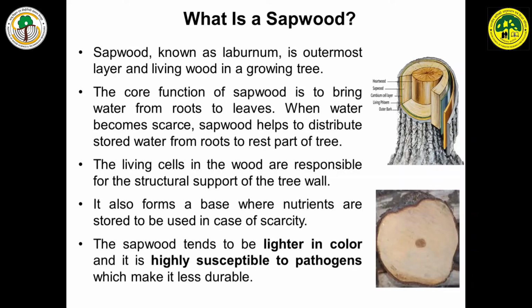And because sapwood contains a lot of nutrients and sugars and starch, it is highly susceptible to pathogens like fungus and termites and borers, unlike the heartwood of the tree. So sapwood is less durable compared to heartwood.